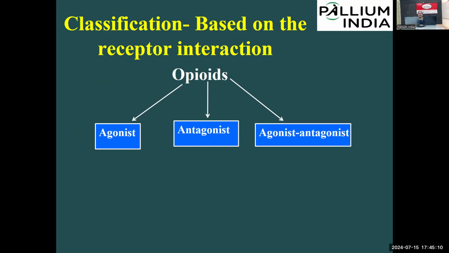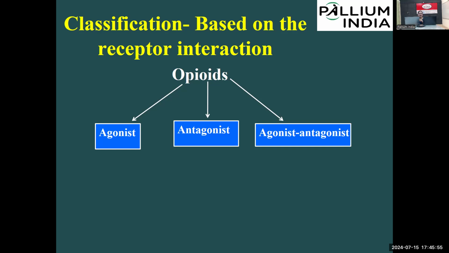Depending upon the receptor interactions, the opioids are classified into agonist, antagonist, and agonist-antagonist. What is an agonist drug? An agonist drug is a drug that combines with the receptor site and produces its effect. So it has high affinity for the receptor site, and combining with the receptor site, it produces its effect. For example, morphine is a mu agonist. That means that morphine binds with the mu receptors and produces its analgesic effect. That is the agonist drug.